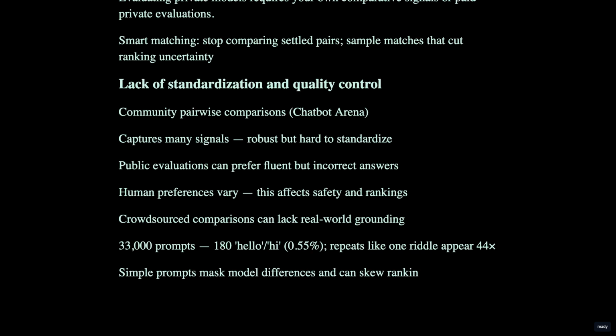Because simple prompts are easy for most models, they reduce the signal we get about relative performance. If an evaluation contains too many such prompts, it can pollute the rankings and make models look similar even when they differ, so include varied, discriminative prompts instead.